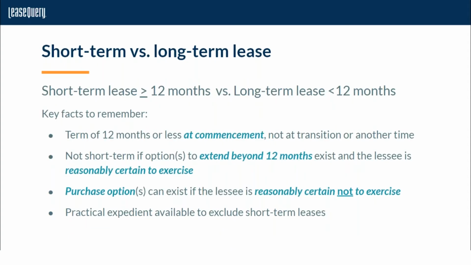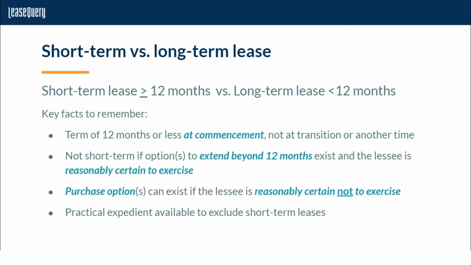So pretty straightforward. A short-term lease is a lease with a term of 12 months or less at commencement, and a long-term lease, in contrast, is a lease with a term exceeding 12 months. A couple points to consider when determining if a lease is short-term or long-term. The analysis needs to be done at lease commencement, not when you're transitioning or another time. So if you had a 5-year lease, but at transition there's only 6 months left on that lease, this is still not a short-term lease at transition because it was not short-term when it commenced.